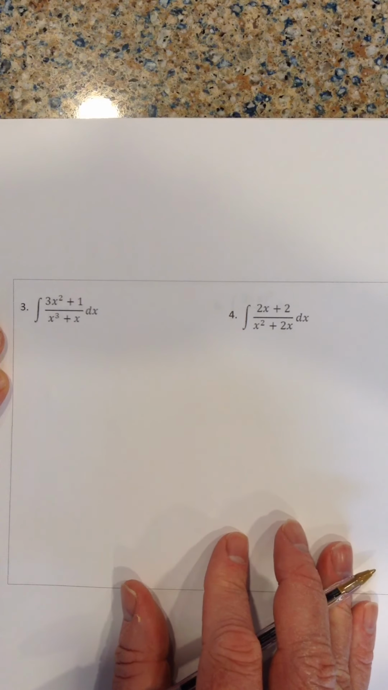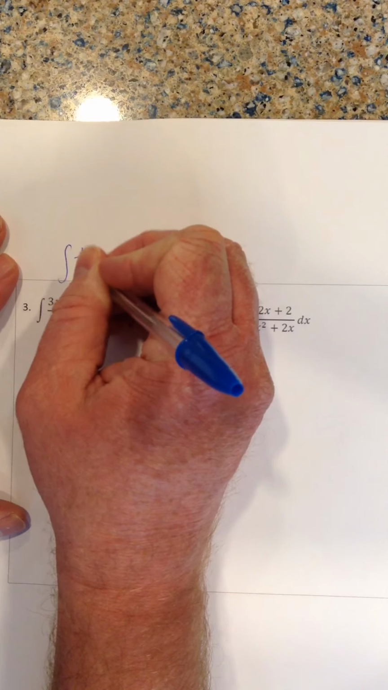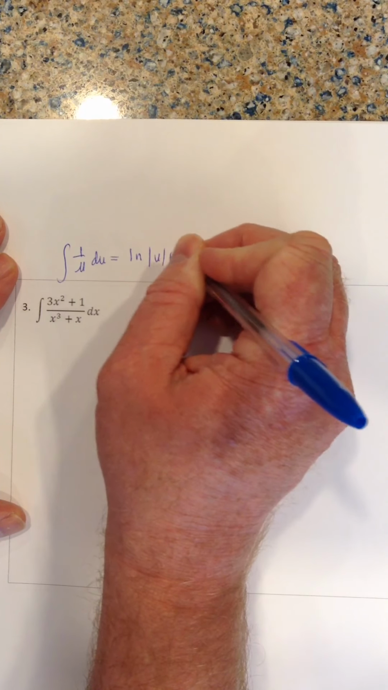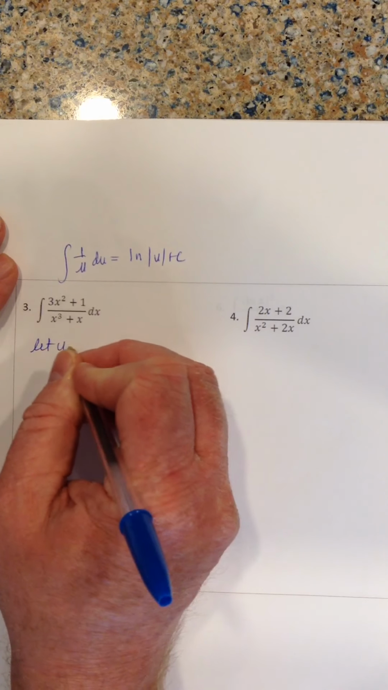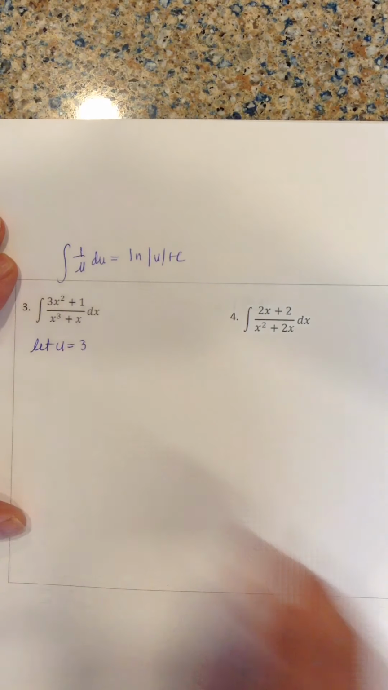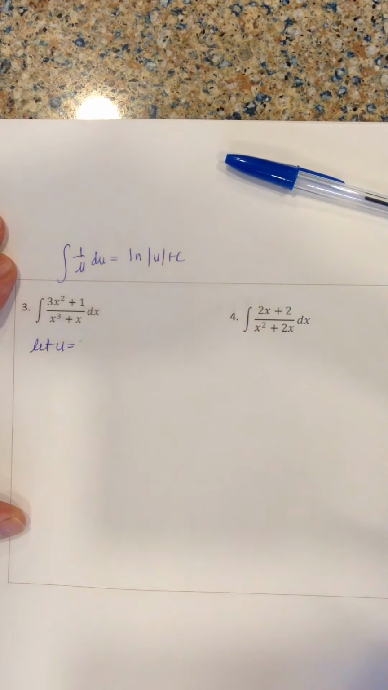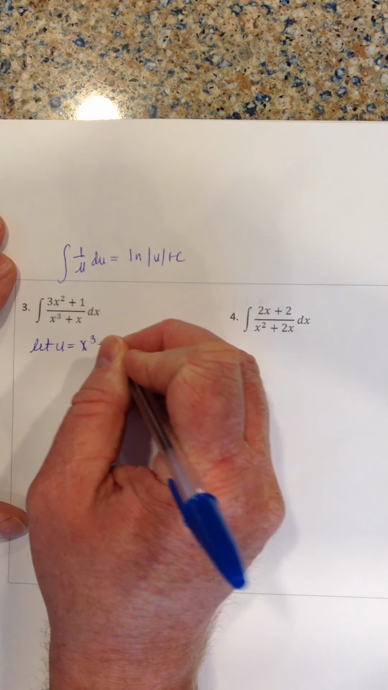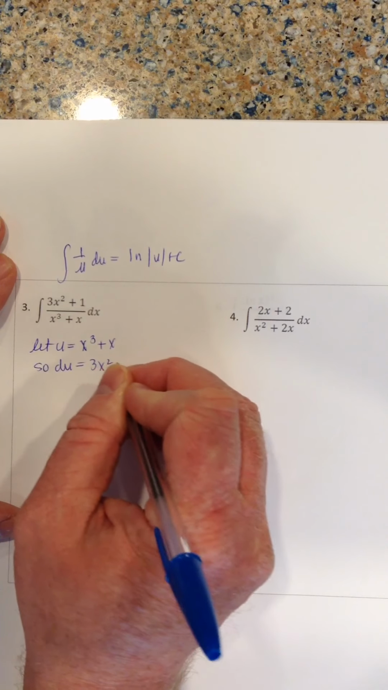It doesn't quite look like it fits that pattern. You know, we want to have it be integral of 1 over u du equals the natural log of the absolute value of u plus c. But if we look carefully, if I let u equal x cubed plus x, so du will be 3x squared plus 1.